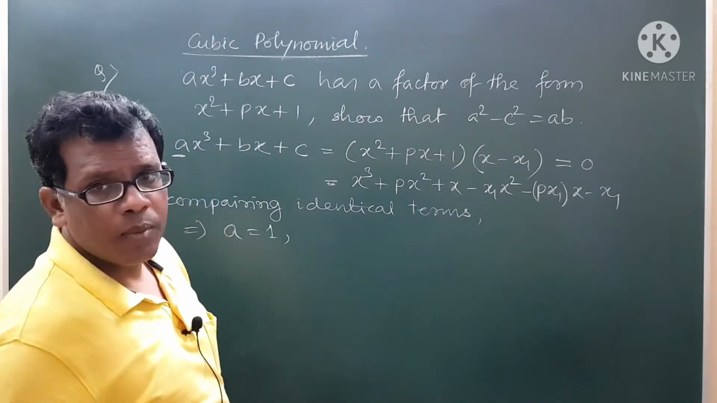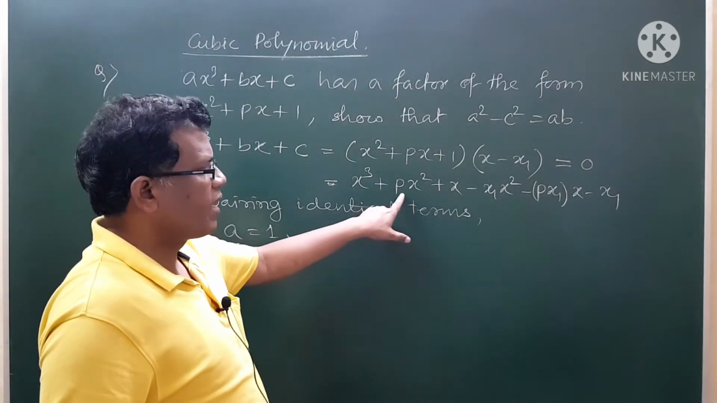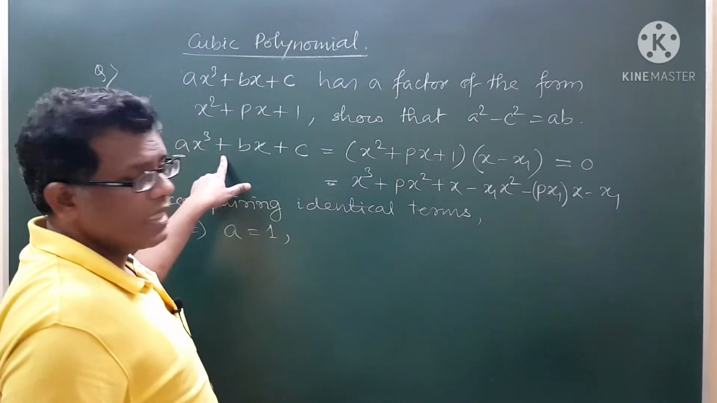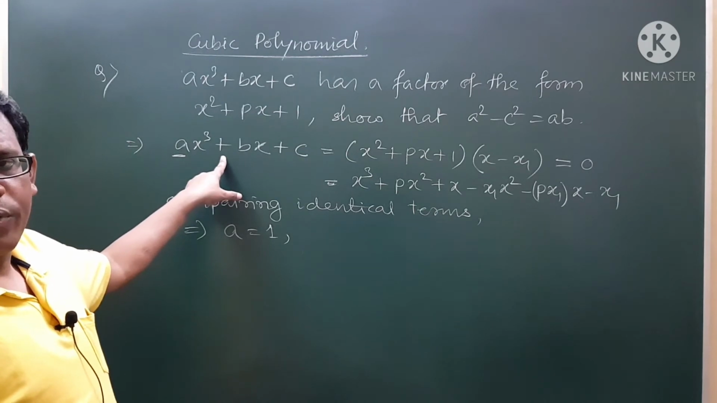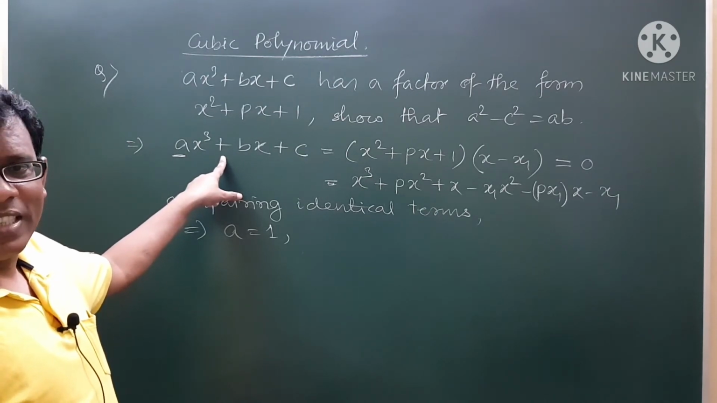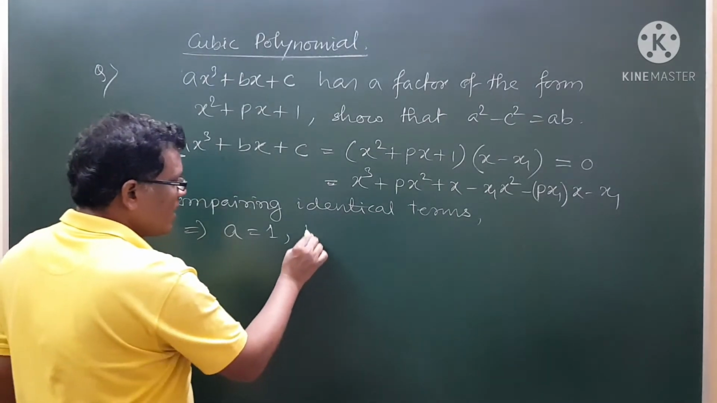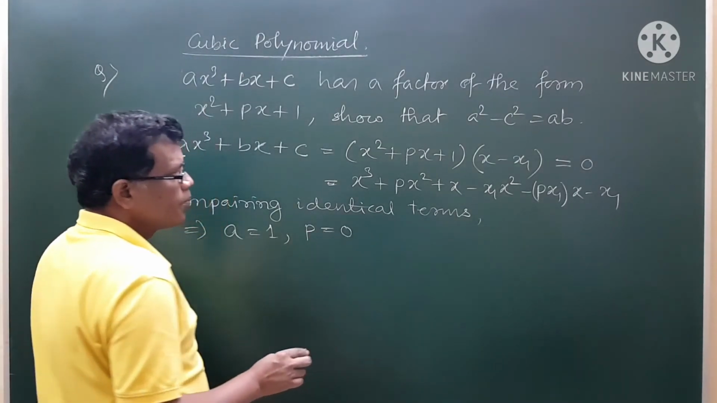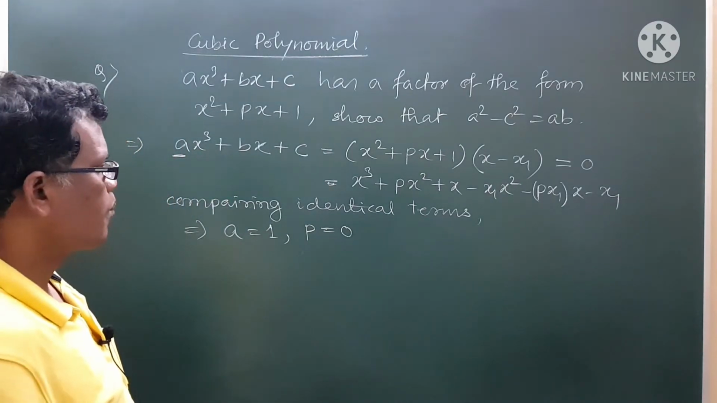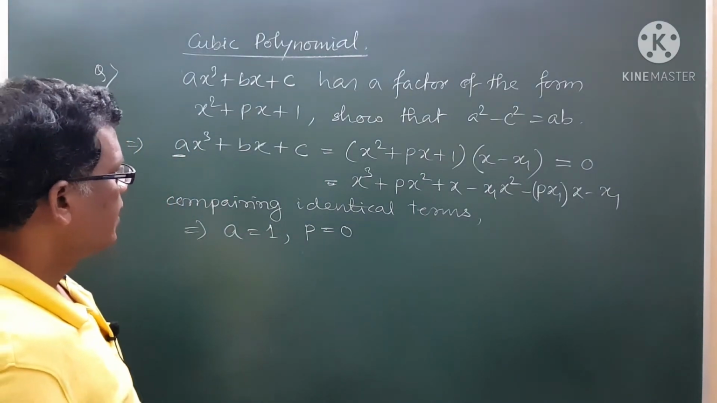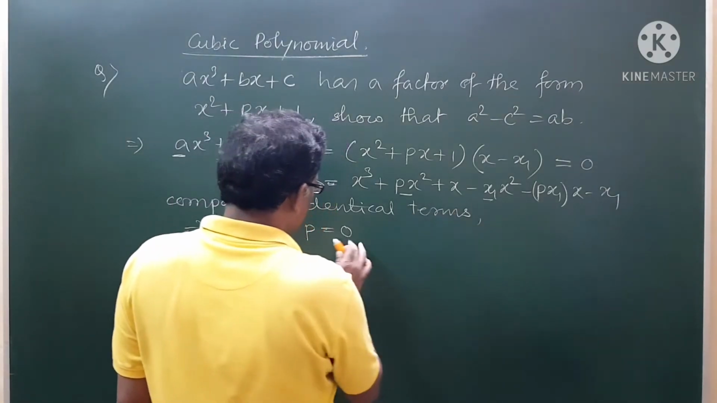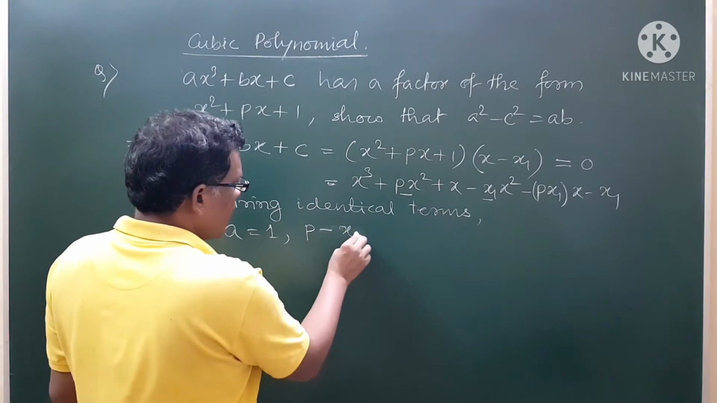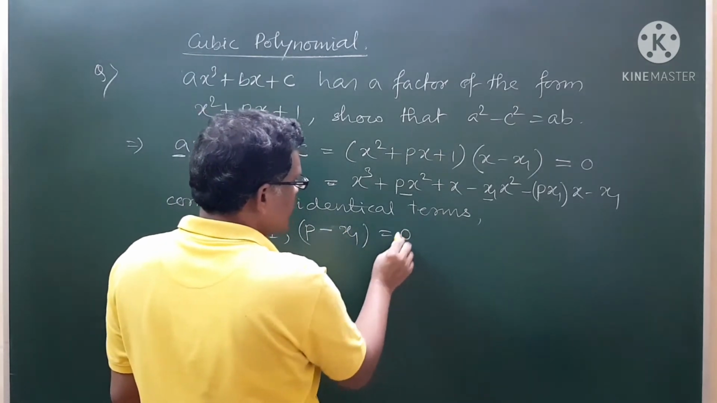Comparing the term of x square, RHS has x square coefficient p, while LHS is missing the term of x square, means the coefficient of x square in LHS can be written as 0. So that means I can write down p equal to 0, right? Oh sorry, not p equal to 0, the x square term is this 2, that means it is p minus x1 equal to 0, right?